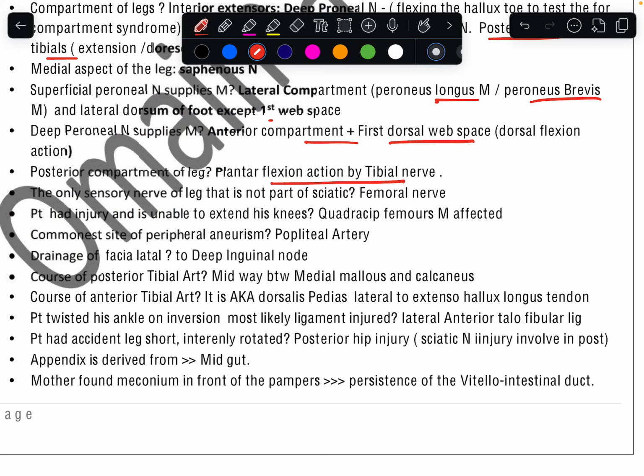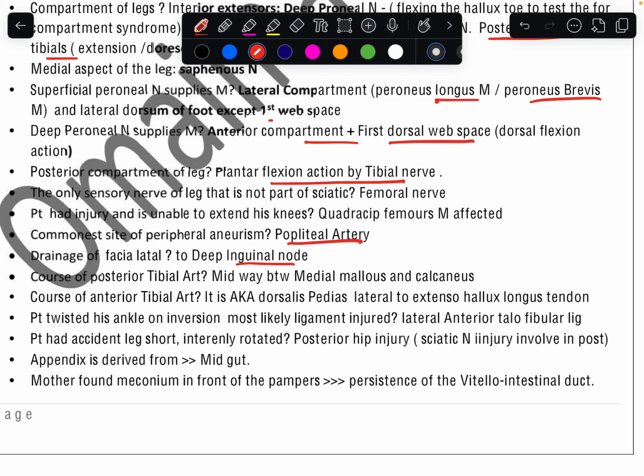Only sensory nerve that is not a part of sciatic is femoral nerve. Patient has injury, unable to extend the knees. Quadriceps femoris affected by the nerve is again femoral nerve. Commonest site of peripheral aneurysm is popliteal artery. Drainage area of the facial artery is deep inguinal lymph node.